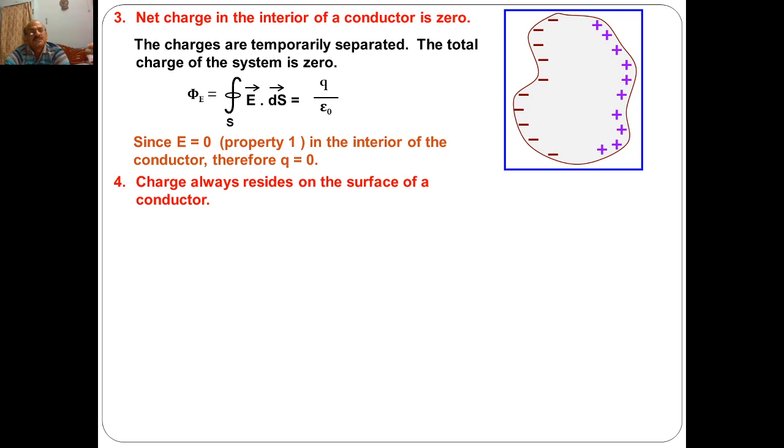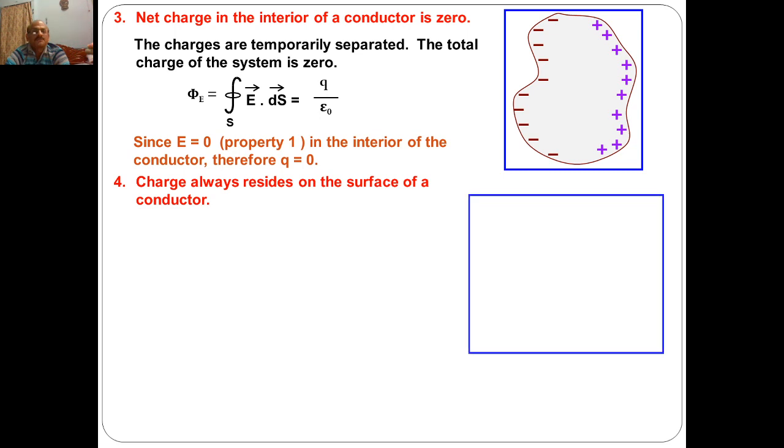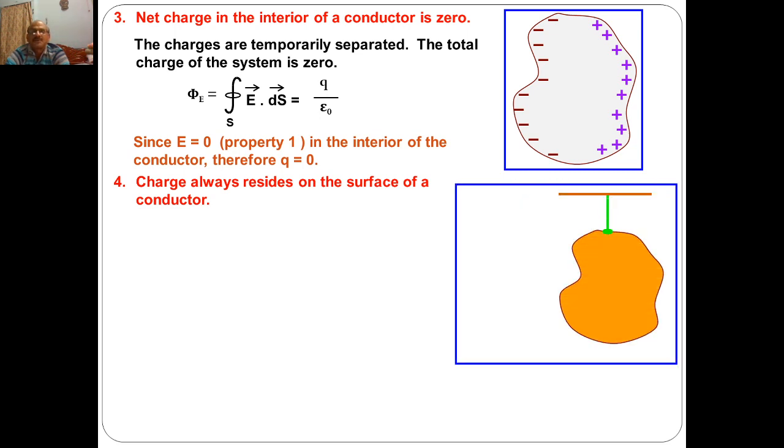Next property: charges always reside on the surface of a conductor. Suppose some excess charge is given, then see how it is distributed. The reason is that charge can't go inside because, as we have just seen in the third property, the net charge in the interior of a conductor is zero. So all the charges have to reside on the surface of a conductor.